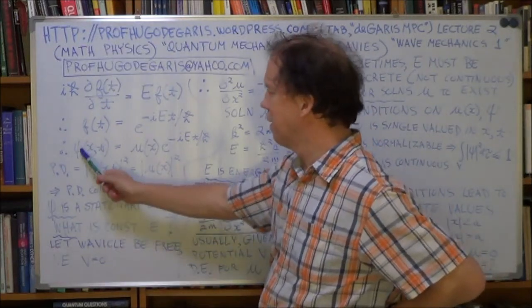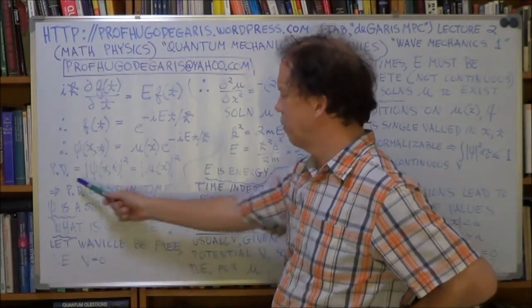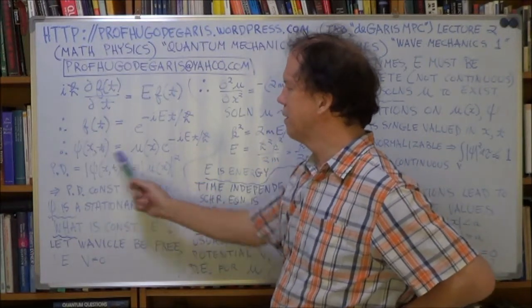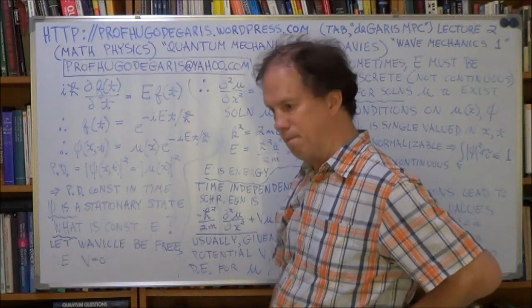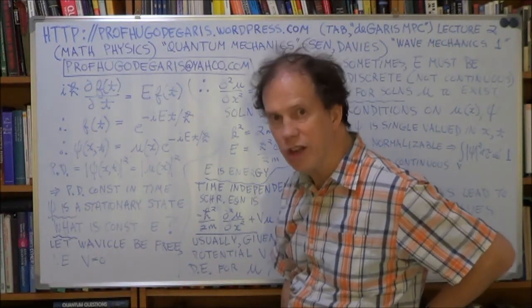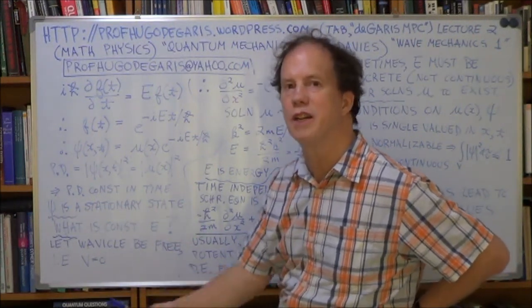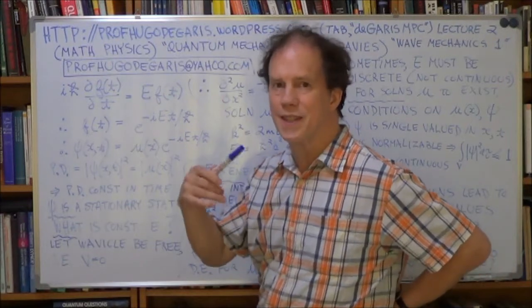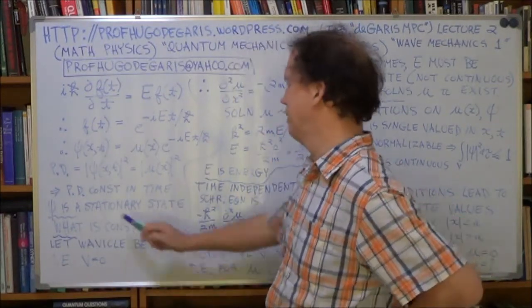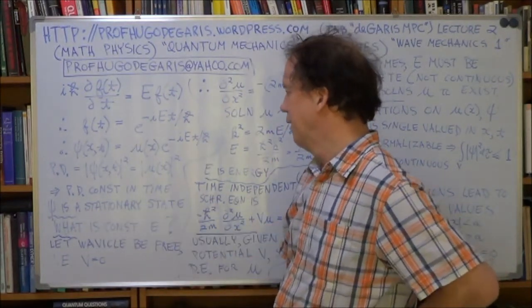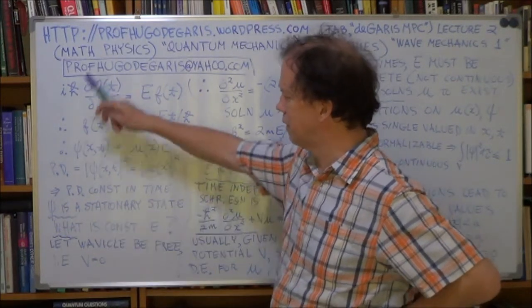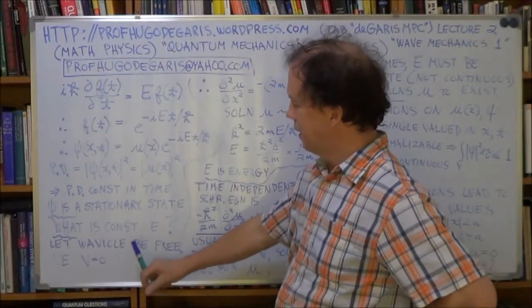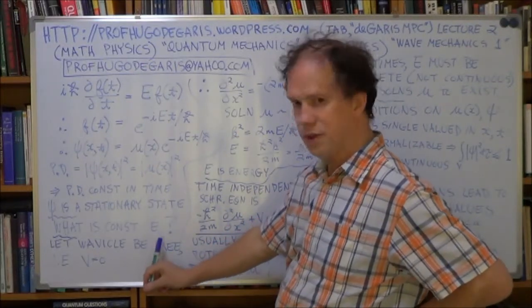And so the psi function here, when the probability density remains constant, that psi function, or state if you like, is stationary, meaning not changing in time. It's a stationary state. Okay. All right. Well, now with that out of the way, let's talk about this constant E.